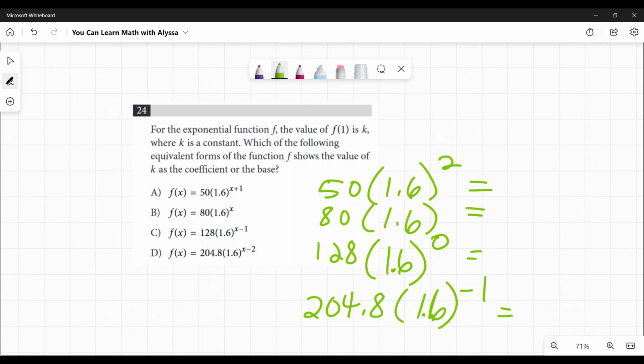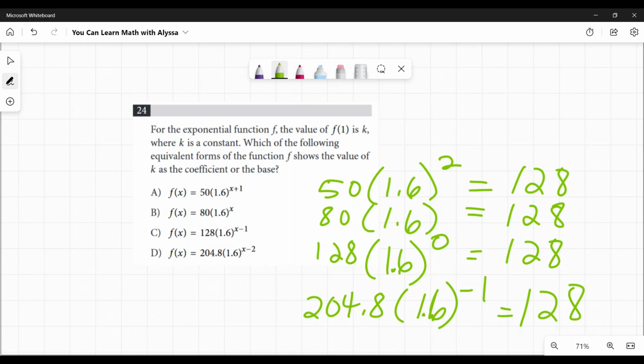Now, what are we going to get if we multiply these all out? 50 times 1.6 squared gives me 128. 80 times 1.6 gives me 128. 1.6 to the power of 0 is just 1, so 128 times 1 gives me 128. I'm sensing a trend here, aren't you? So 204.8 times 1.6 to the power of negative 1 gives you, guessed it, 128. Okay. Isn't that interesting? They all give us 128.